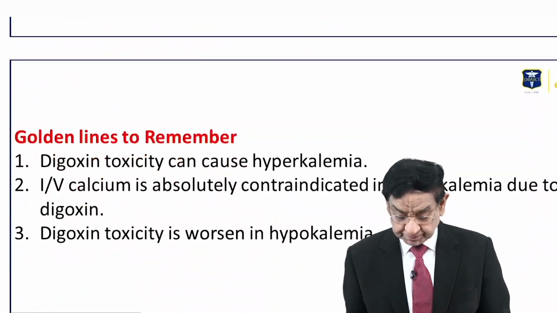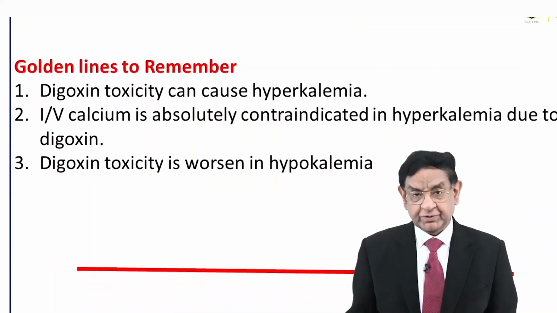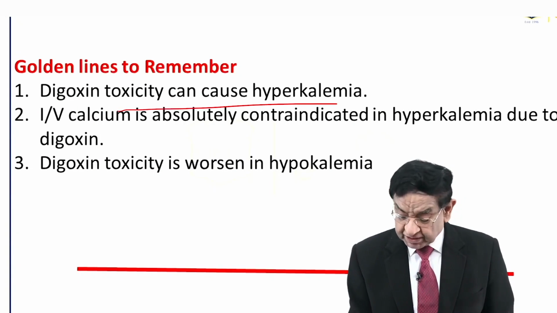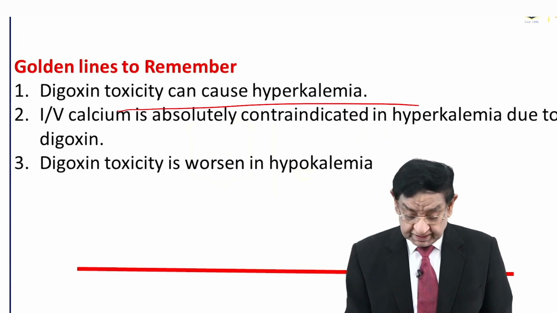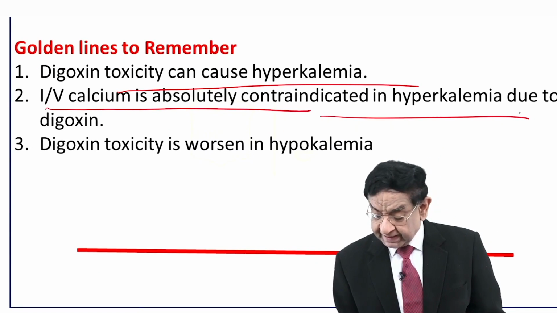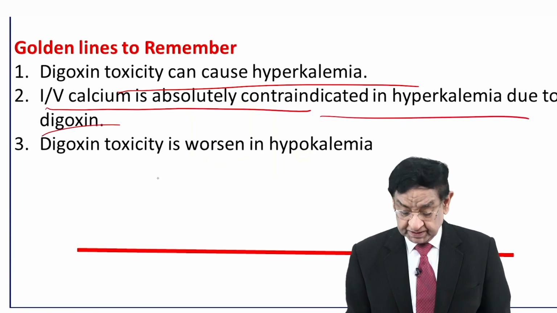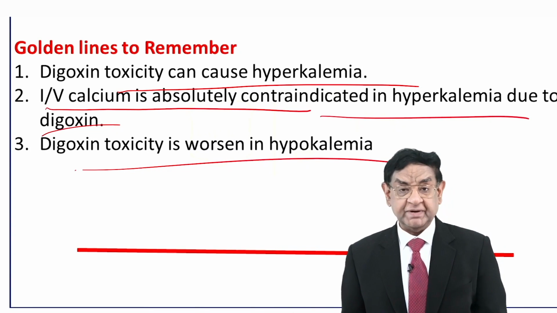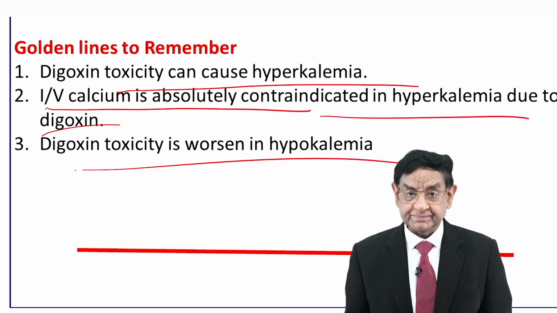Okay. So the golden line to remember: digoxin toxicity can cause hyperkalemia. Intravenous calcium is absolutely contraindicated in hyperkalemia due to digoxin. Digoxin toxicity is worsened by hypokalemia.